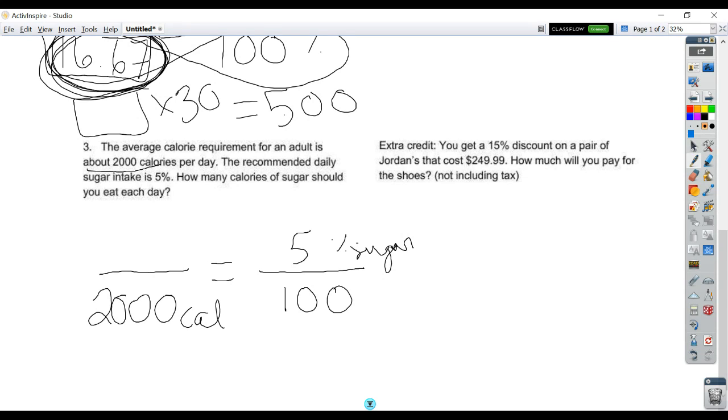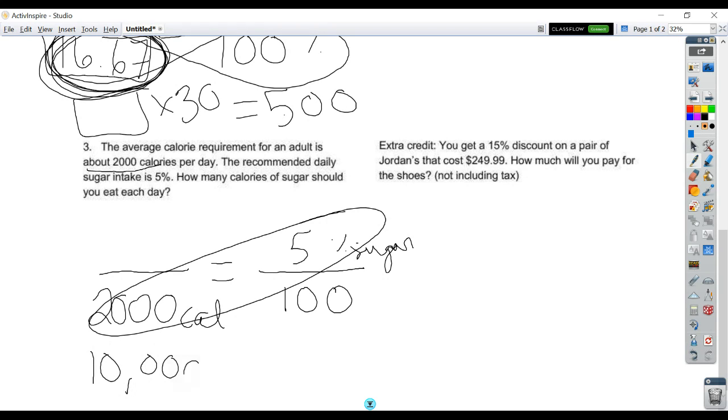And so if I were to then cross multiply, 5 times 2,000 is 10,000.